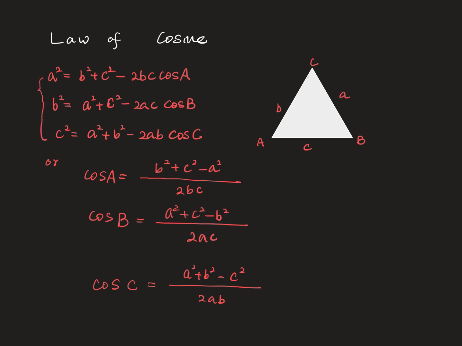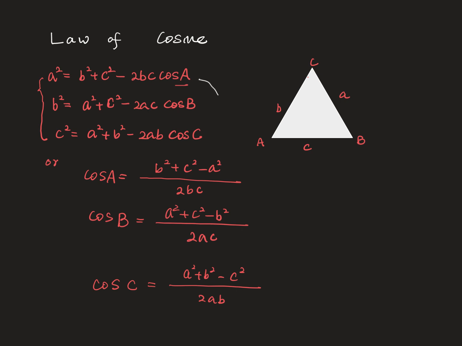Here is the formula, the law of cosines. You're going to solve the triangle by using the law of cosines. That's the formula: a squared equals b squared plus c squared minus 2bc cosine A. You only need one angle when you're using the law of cosines.